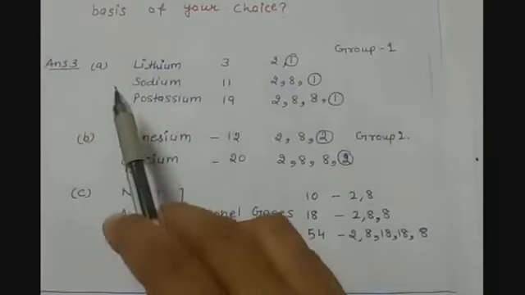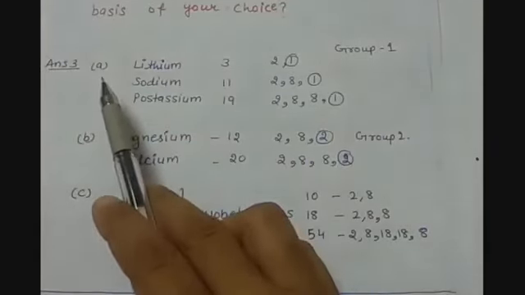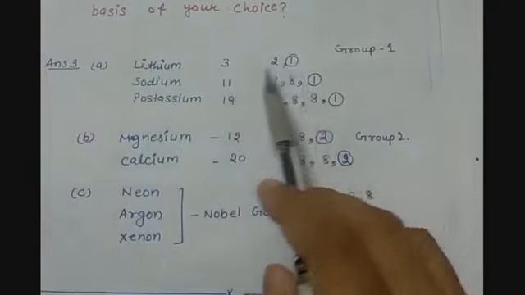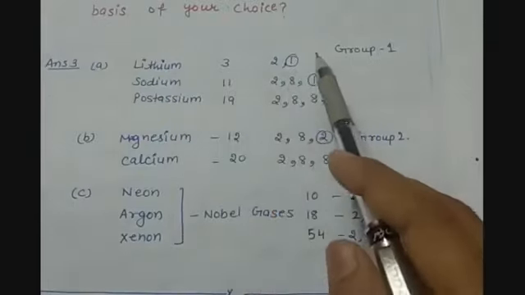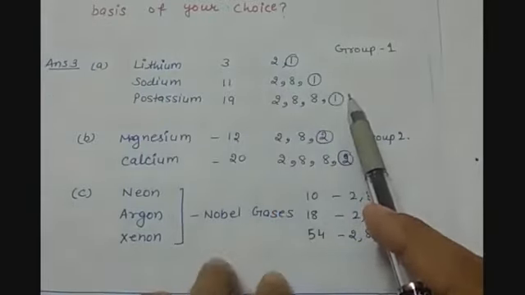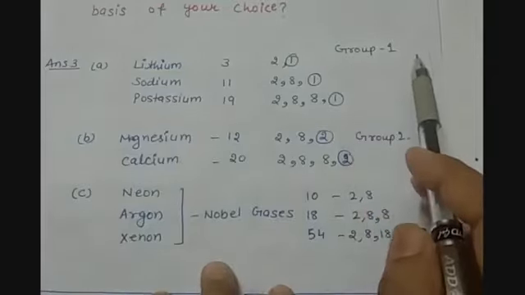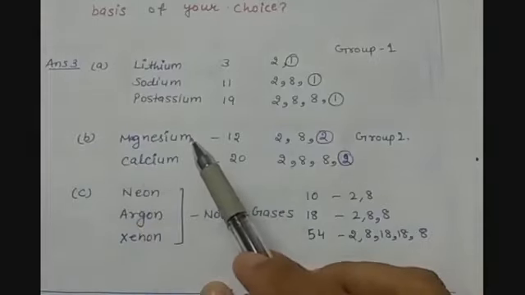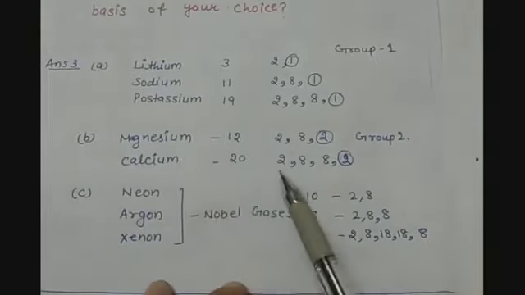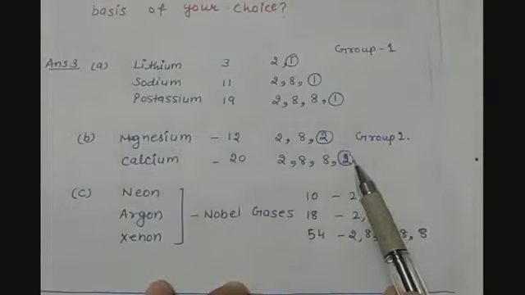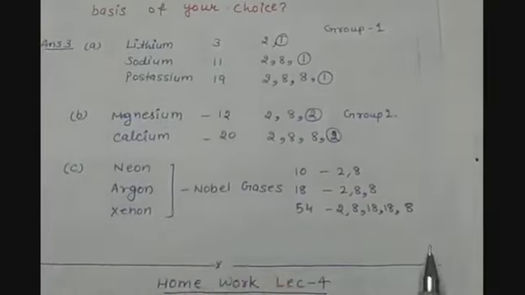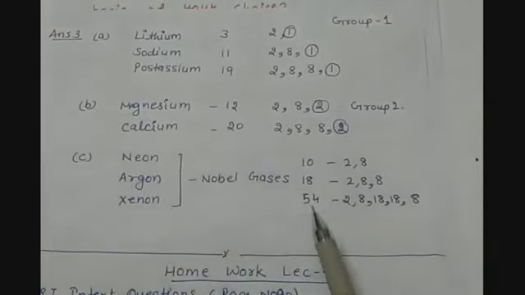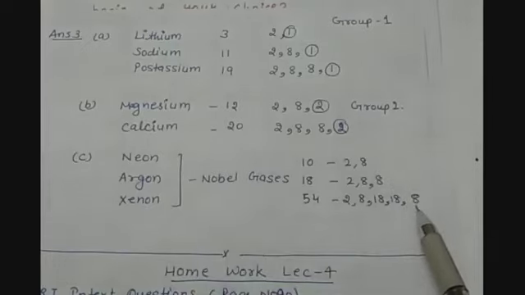So the answer to the first part of question number 3 is lithium, sodium, potassium, because they are having the electronic configuration in such a way that the valence electrons are 1 in number and they are from group 1. Question number 3, part B: magnesium and calcium we can take because both are having valence electrons 2 and they are from group number 2. Noble gases such as neon, argon and xenon can be taken because they have their outermost shells completely filled.